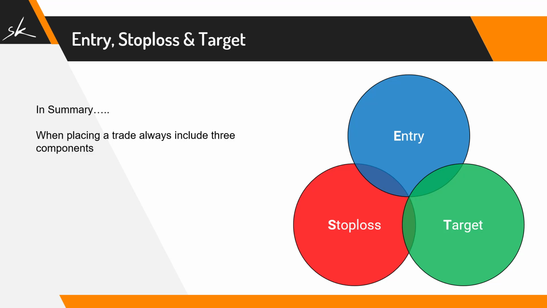In summary, when placing a trade, always include these three orders, which are your entry, which is where you are entering the trade, your stop loss, which is helping you minimize your risk on that trade, and your target, which is helping you book your profits once the prices have reached your desired exit price.